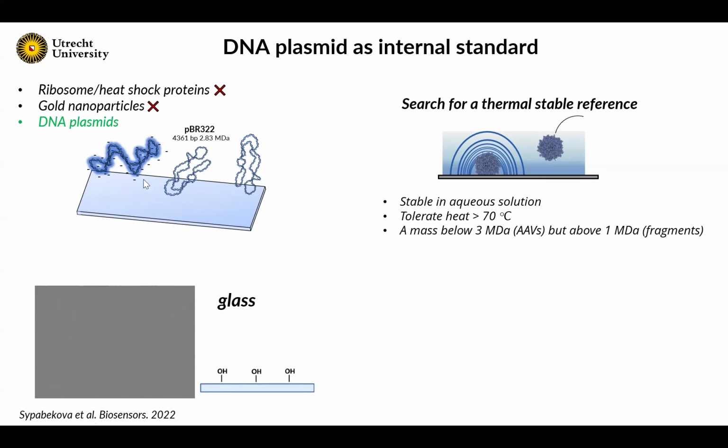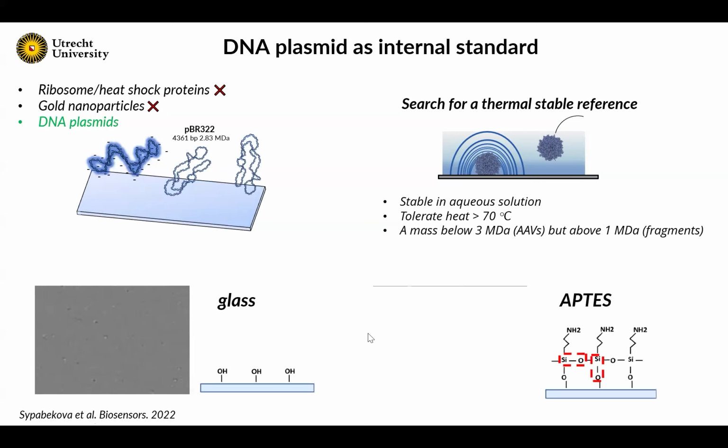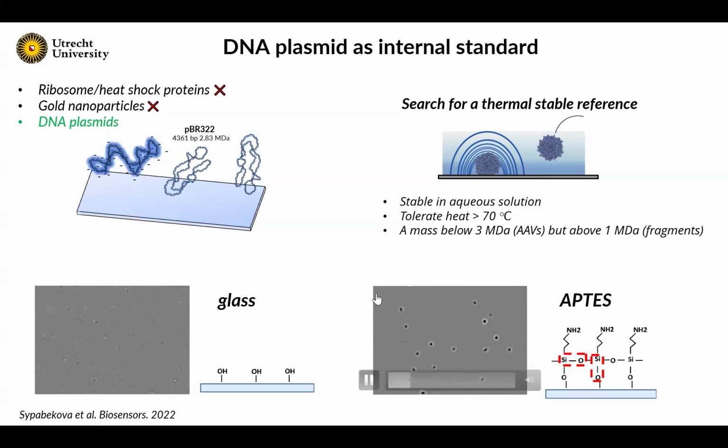DNA is quite negatively charged and the glass surface has these hydroxyl groups, and they don't really interact with each other. So what we end up with is a measurement where you hardly see any landing events of our DNA plasmid. So we had to modify our glass surface first. We coated our slides, and now we introduce these amine groups, and then we can indeed see our DNA plasmids start to land on the glass surface, and we can pick up the signal.